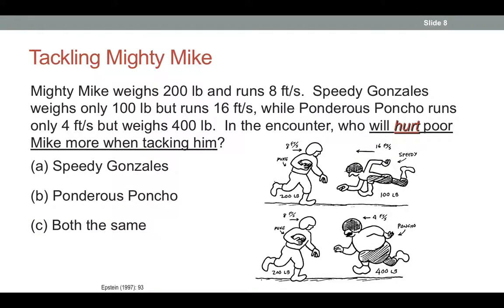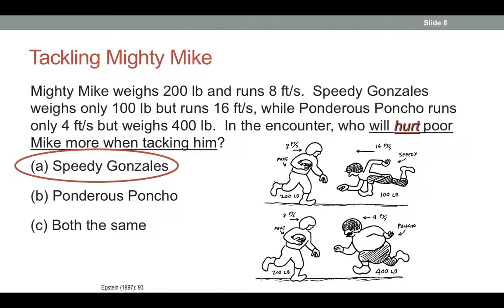However, from Mike's perspective, he might worry about which one of those two potential tacklers will be more likely to harm him. Will it be Speedy Gonzalez, Ponderous Poncho, or will it again be the same? Again, answer the question on the Google form attached to this video.